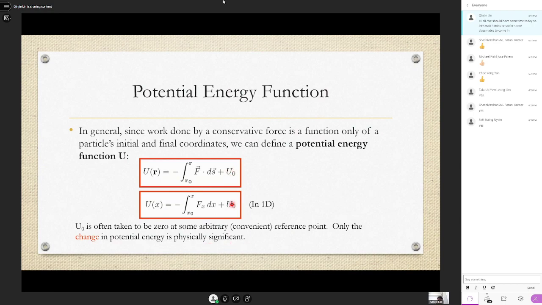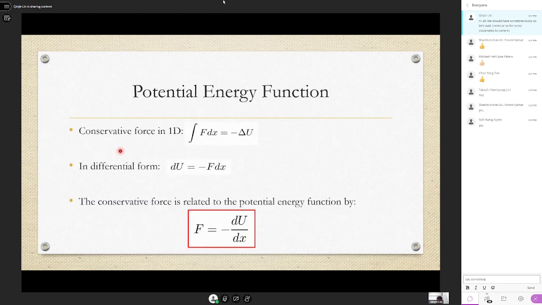So this U naught in the general form will be there. But for potential energy, let's say gravitational potential energy, we will take the lower one, which is the reference, to be zero, to make it convenient. Conservative force in 1D: the integral of F dx is work done, and this is the change in potential energy. In differential form, you can also write it in this manner. So what we get is F equals minus dU over dx.